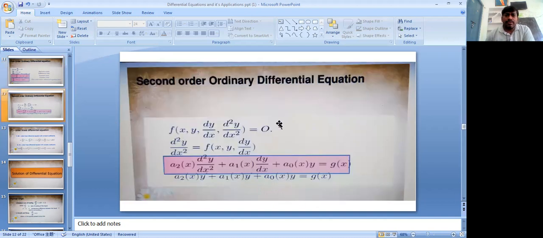Second order ordinary differential equation: f of x comma y comma dy by dx comma d square y by dx square equals 0. This is the general form of a second order ordinary differential equation. That is, d square y by dx square is equal to f of x comma y comma dy by dx.